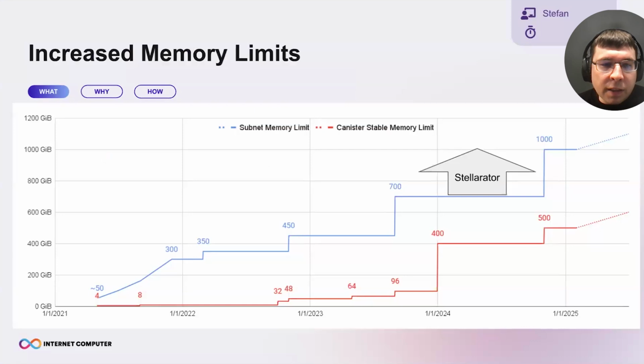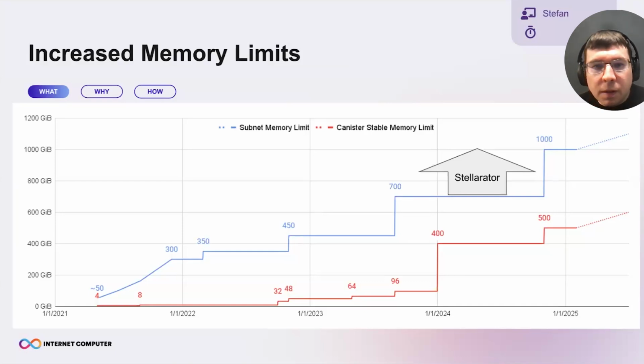At genesis of the Internet Computer in May 2021, there wasn't really a formal subnet state size limit, but realistically, it could do maybe 50 gigabytes, something around there. And ever since then, it has increased steadily. Now the Stellarator milestone is the most recent step here, from 700 gigabytes to 1 terabyte. But crucially, it's much more than that. It lays the groundwork for future improvements beyond that.